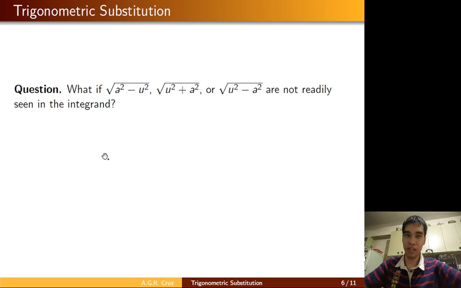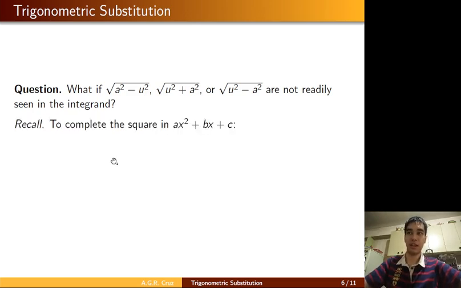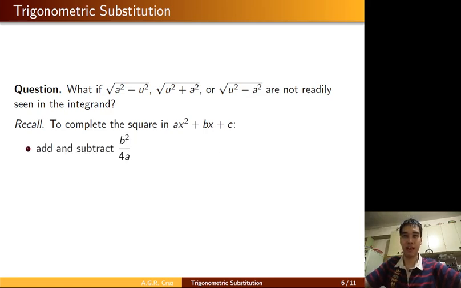One way to remedy that would be to use completing the square. So to complete the square in this trinomial ax squared plus bx plus c, what do we do? Our first step is to add and subtract b squared over 4a. In this case, what's your b? Your b is the coefficient of x, and your a is the coefficient of x squared. So we add and subtract this term here.